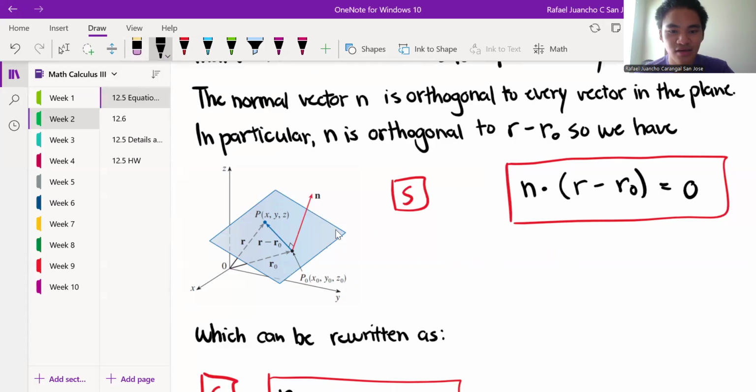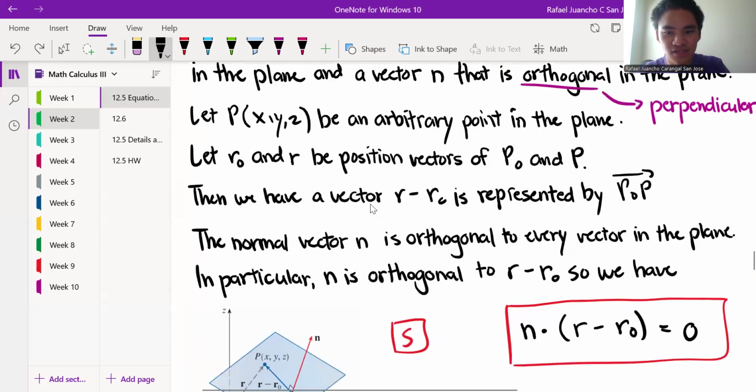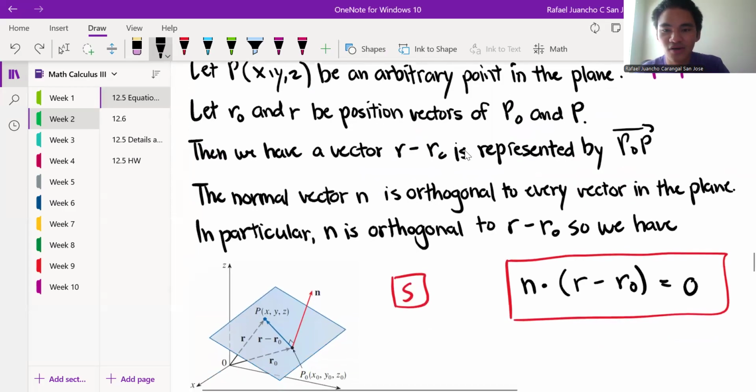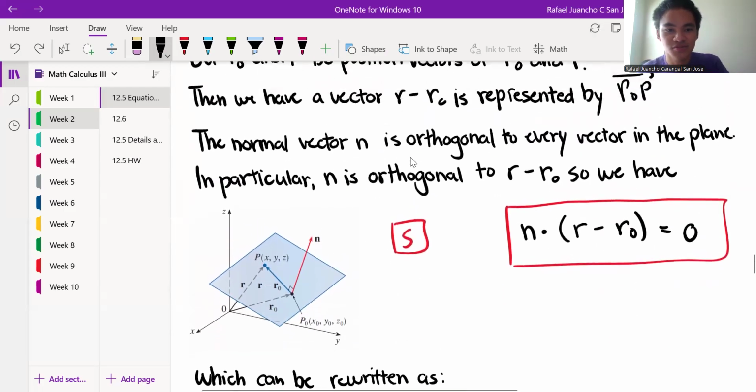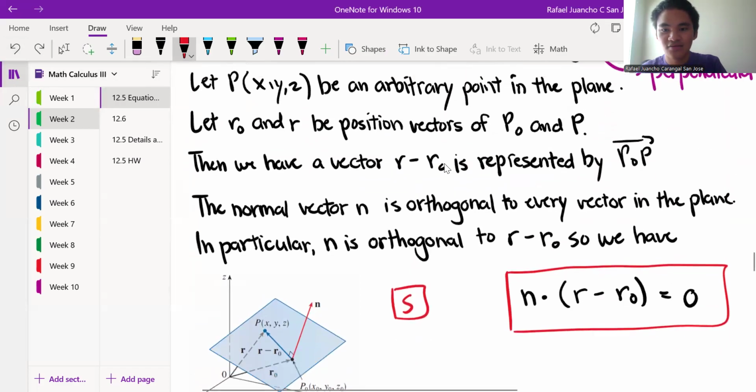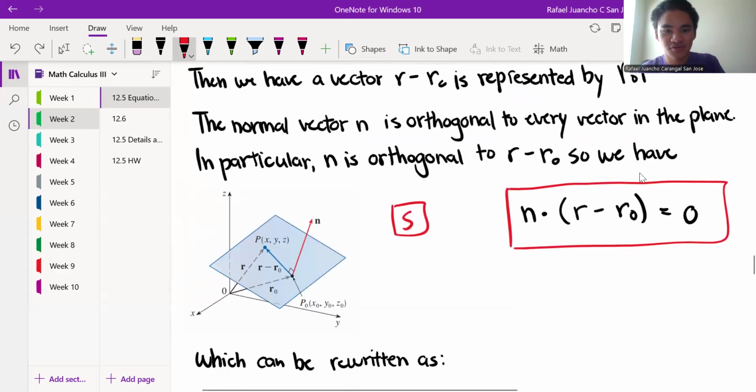And then the normal vector that is perpendicular is there. Then we have P and P naught, and the blue thing is the plane. I'm just going over it quickly. So this vector here, r minus r naught, is represented by the vector P naught P because it goes from P naught all the way to P.